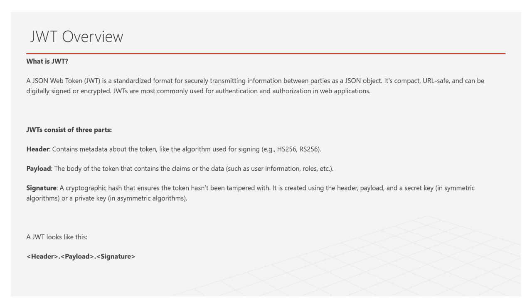After the header, there will be a dot, and after that, there will be the payload. This is the body that is going to be contained in the token. It contains some claims or some data such as user information, role, etc. This can also be customized. Then there is again a dot, and then there will be the signature. This is a cryptographic hash that is used to verify that the message has not been tampered with somewhere.